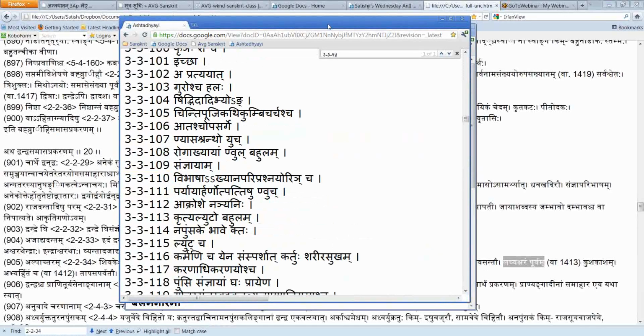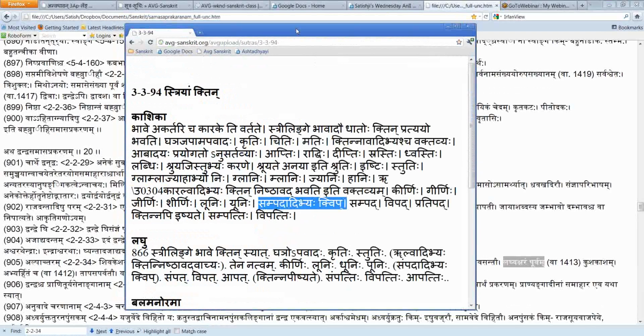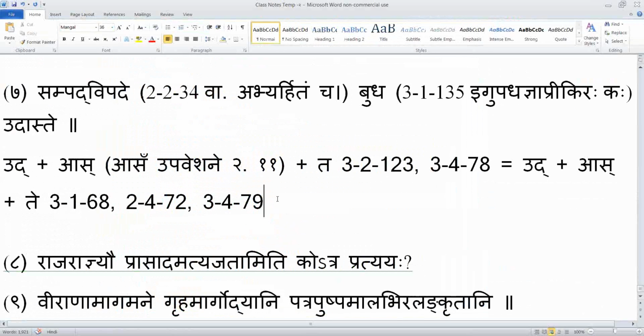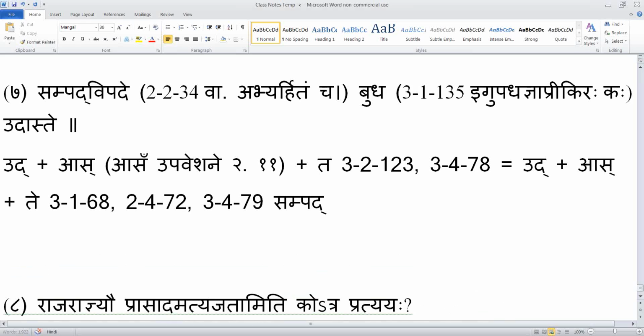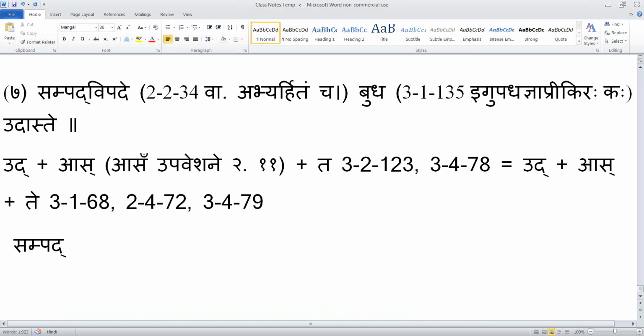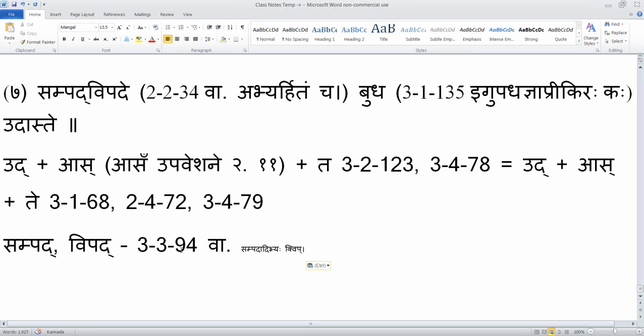Anyway, right now I just thought of this vartikam, sampad-adibhyah kvip. The words that we have in the example right now, sampad and vipad, can use this vartikam. Any new sutram, any new vartikam, please repeat many times so that it sticks in your head. So sampad and vipad can be formed with the 3.3.94 Striyam ktin vartikam. And the more you use these sutras and vartikas, the more confidence you will have to use the Ashtadhyayi system more and more.